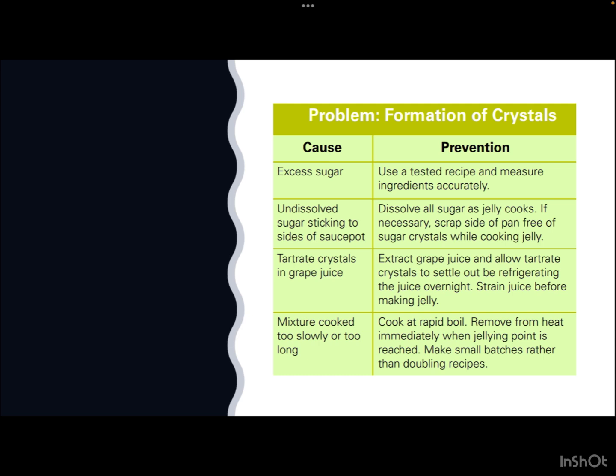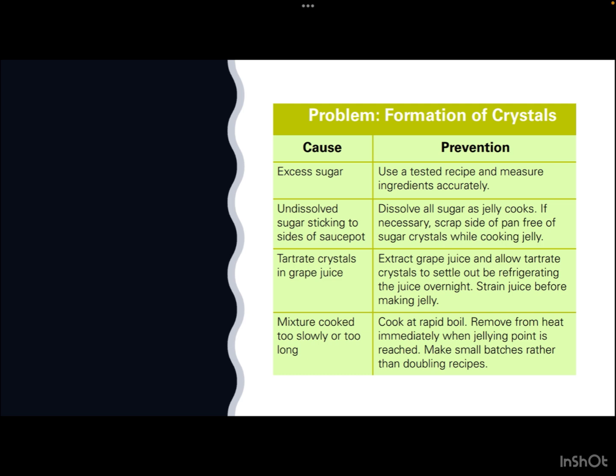You must have seen that once you cook, sometimes the ingredients are not completely dissolved in the proper mixture of the food. Just like if you're making a jam, it may happen that a fraction of the sugar added has stuck to the side walls of the container, and this undissolved sugar, retaining its original structure, gives you the grittiness or formation of crystals. To avoid that, you need to dissolve all sugar as the jelly cooks. If necessary, scrape the sides of the pan free of sugar crystals while cooking jelly or jam.